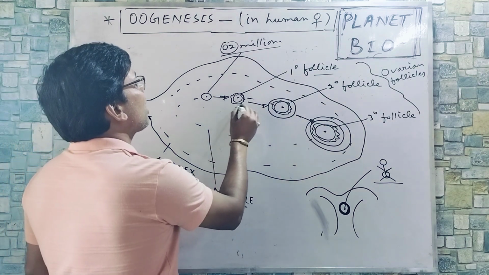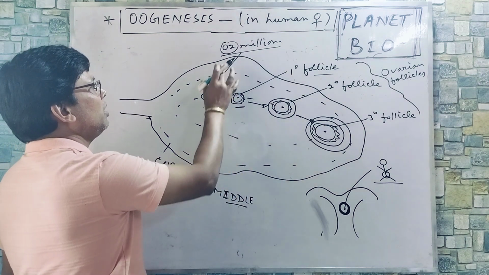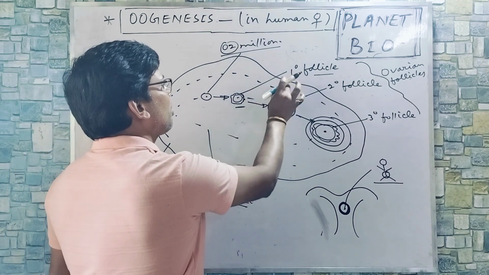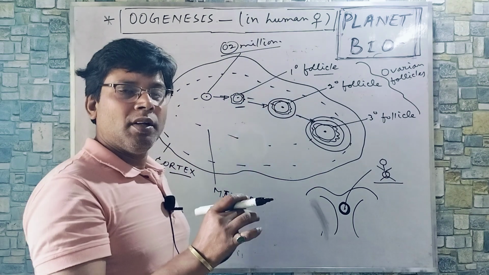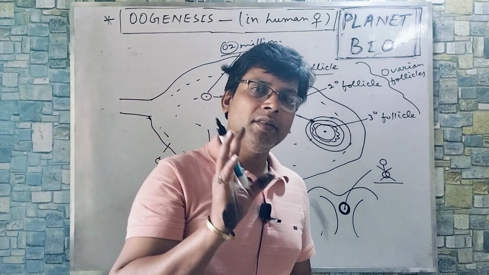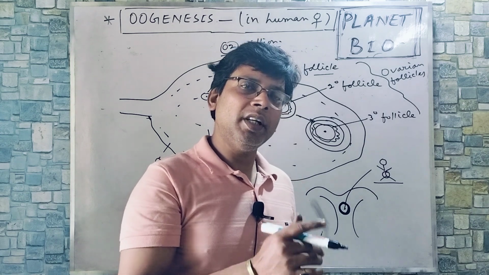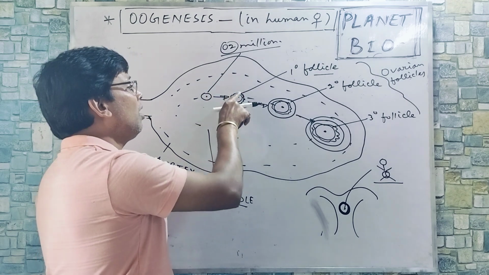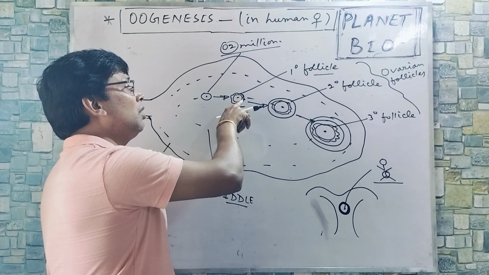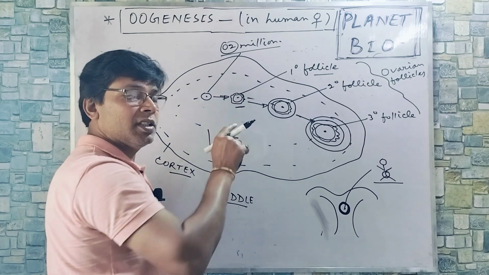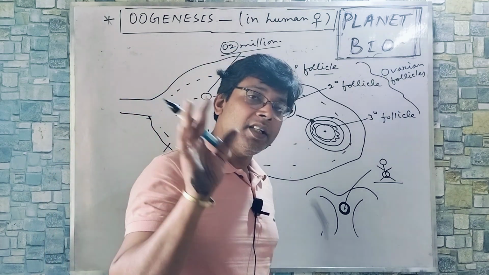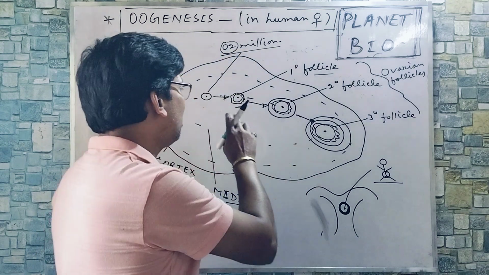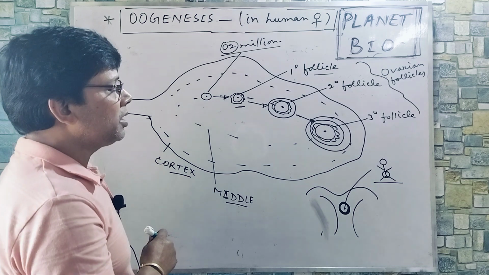At this stage, actually 2 million oogonia are present here. But at puberty, what happens to the primary follicles? They remain 60,000 to 80,000 only in each ovary. 2 million oogonia in each ovary initially, and after that the remaining number is 60,000 to 80,000. Others are lost. The event is called follicular atresia and the follicles are called atretic follicles.